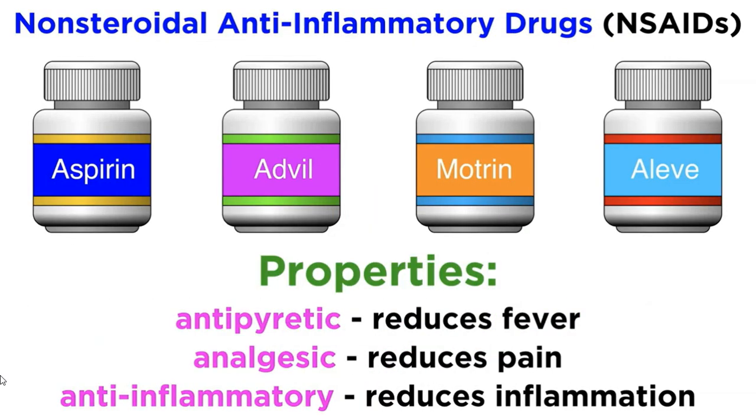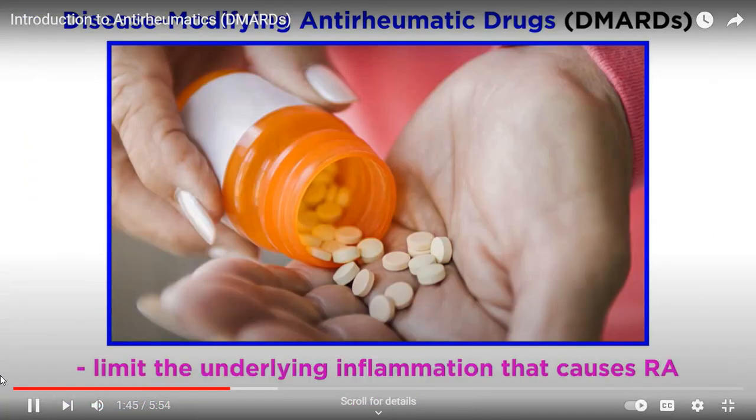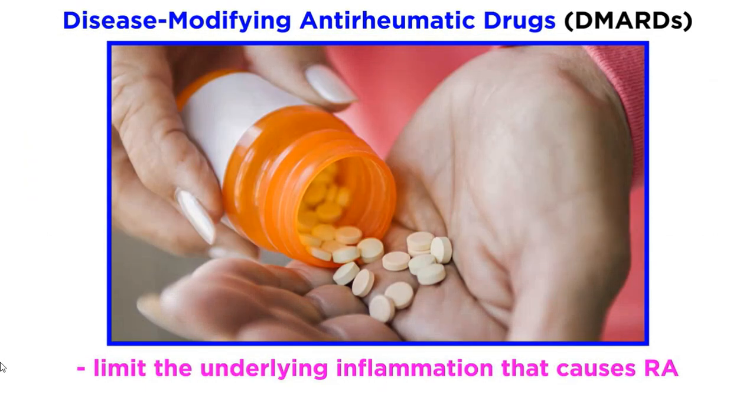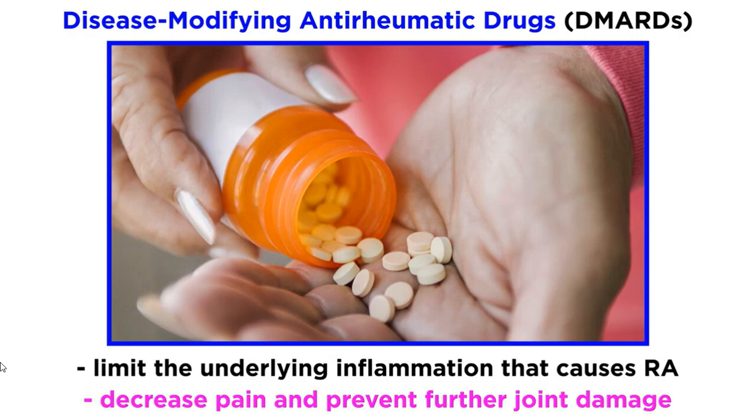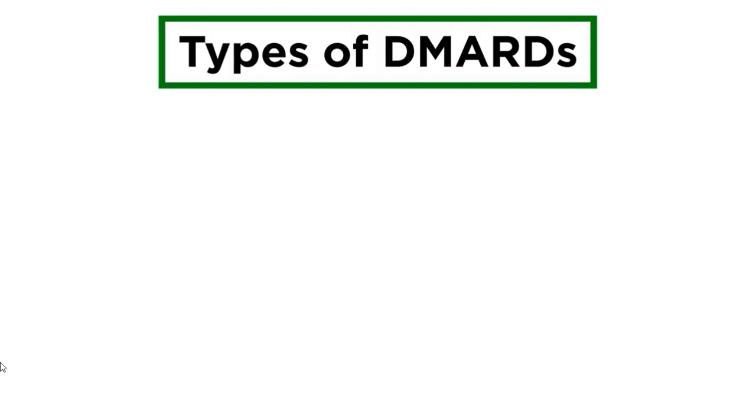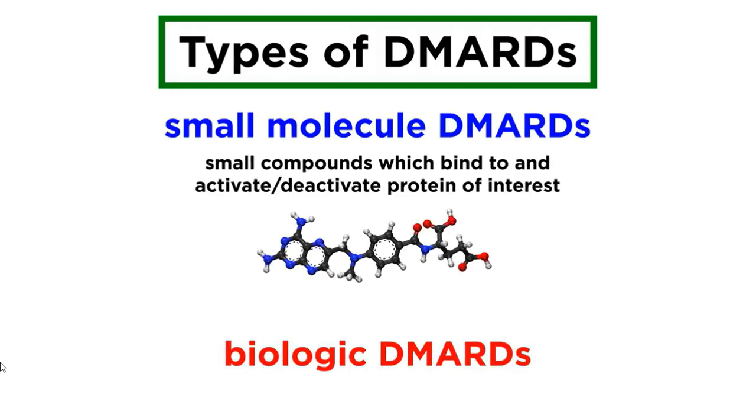Earlier in the series, we learned about NSAIDs, or non-steroidal anti-inflammatory drugs, and disease-modifying antirheumatic drugs, or DMARDs. These drugs limit the underlying inflammation that causes RA, which not only decreases the pain associated with RA, but also prevents further damage to the joints, preserving their function. DMARDs consist of two different drug modalities, small molecule and biologic. Small molecule drugs are small compounds which bind to and either activate or deactivate a protein of interest. They can be administered and readily absorbed through various routes that we discussed earlier in the series.